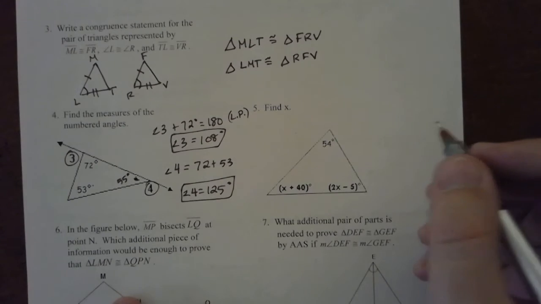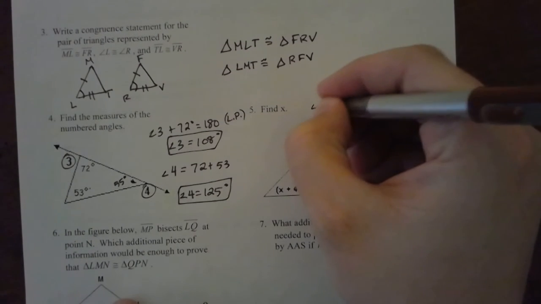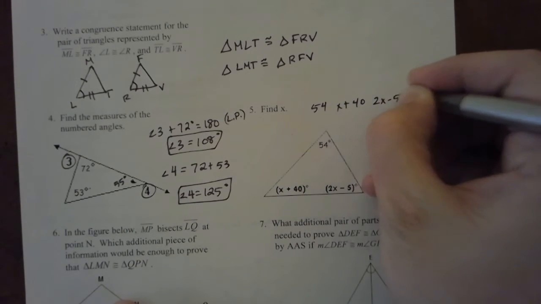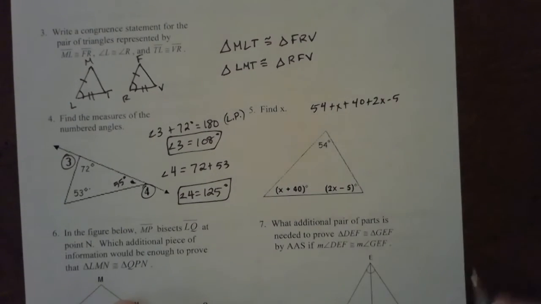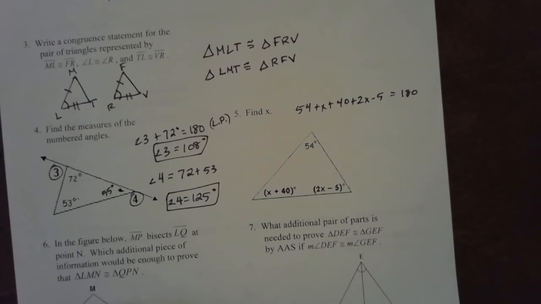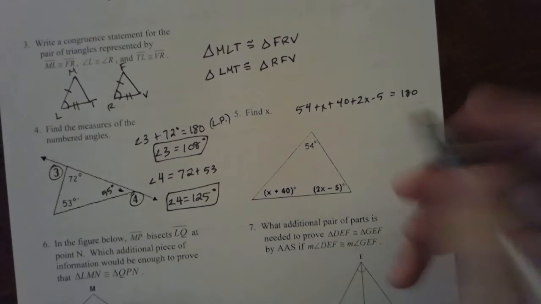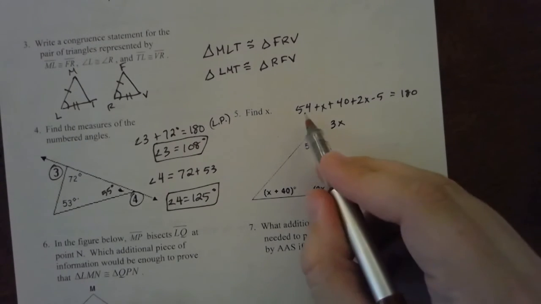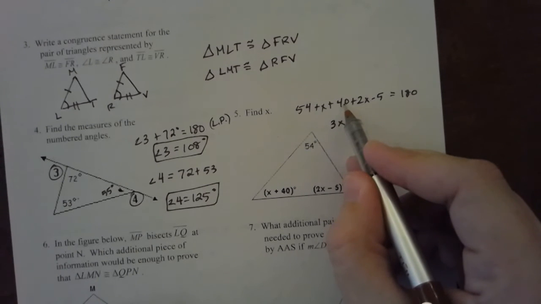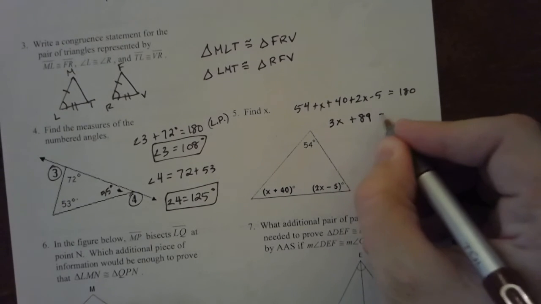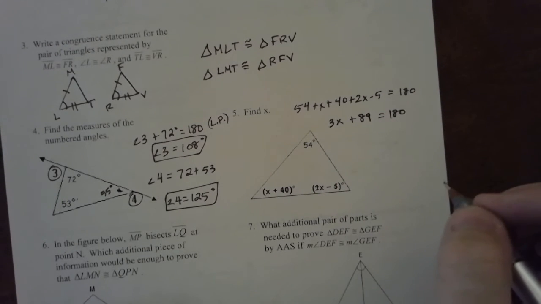Well, triangle sum theorem tells me that if I take each of these, 54, x plus 40, 2x minus 5, and I add them all together, I can set them equal to 180 because all the angles inside of a triangle have to be equal to 180. So now from here, I'm going to combine my like terms. x and 2x will give me 3x. 54 plus 40 will give me 94. 94 minus 5 will give me 89. So I've got 3x plus 89 is equal to 180.